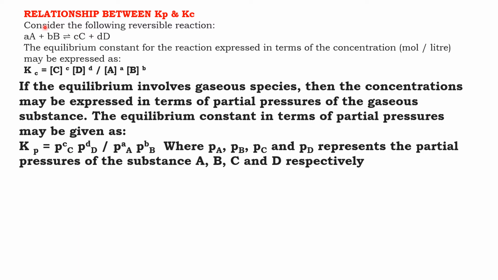If we consider this reaction as a gaseous reaction, where A, B, C and D are gases, then the equilibrium constant becomes Kp. And we define Kp as the product of the partial pressures of the products Pc and Pd divided by the product of the partial pressures of A and B. That means Kp is equal to Pc raised to c into Pd raised to d divided by Pa raised to a into Pb raised to b.